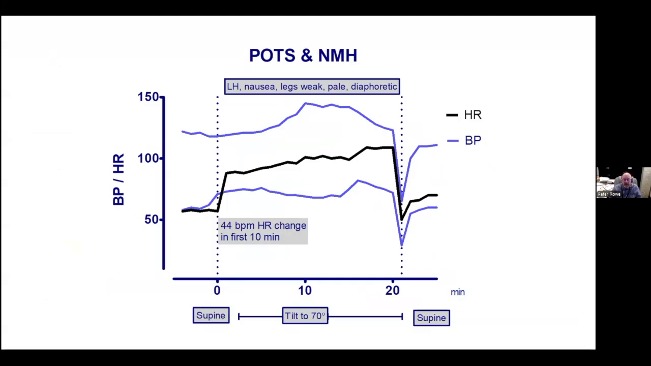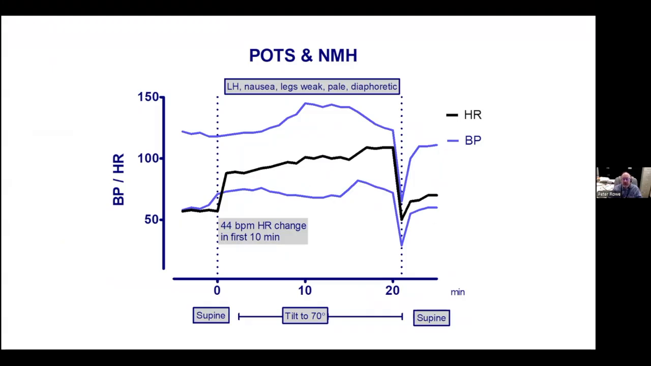This was early on, and we brought the tilt table up to 70 degrees in this young guy. His heart rate went up 44 beats per minute in the first 10 minutes, and that provoked lightheadedness, nausea, weakness in the legs, and he was pale and sweaty. And his heart rate kept continuing to go up until the 20-minute point where you can see that blood pressure plummeted to below 50 millimeters of mercury, with a slowing of his heart rate at the time of the hypotension.